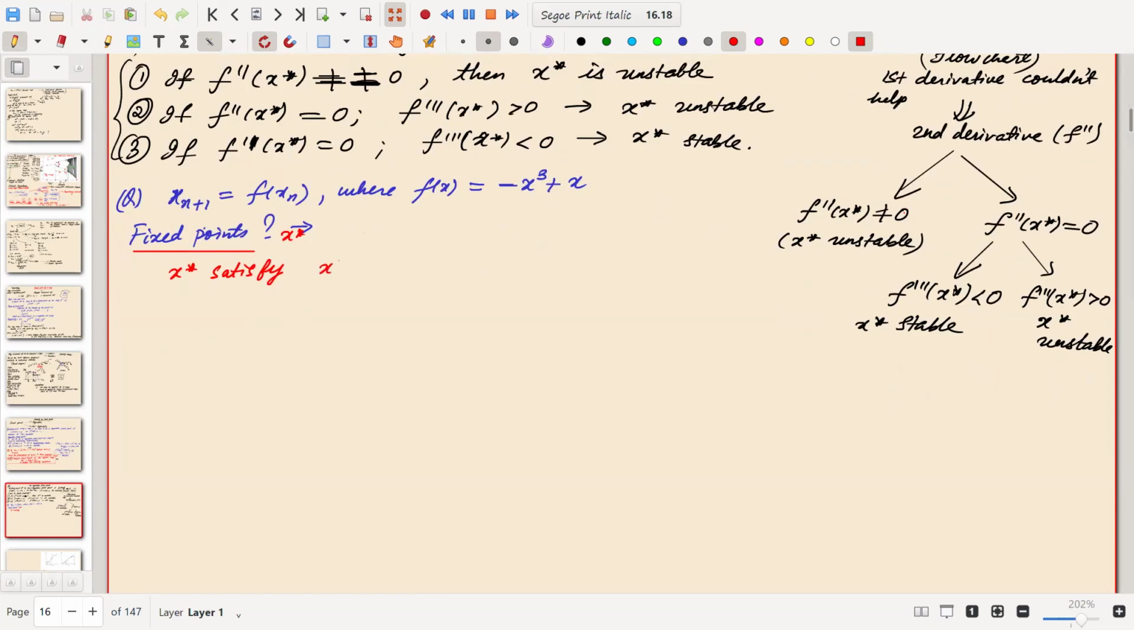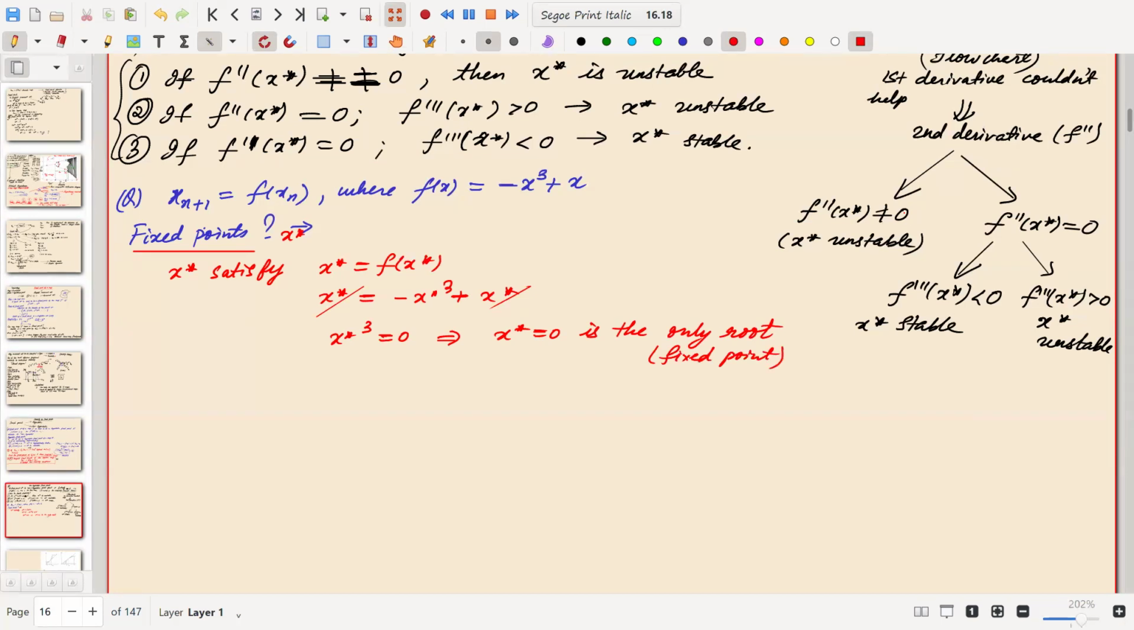x star satisfies x star is equal to f of x star, so x star is equal to minus x star cube plus x star. You can cancel out x star from here, so you are left with x star cube equal to 0, implying x star equals 0 is the only root. It's the only fixed point of the 1D map. After you compute the fixed point, you should know whether it is stable or unstable.